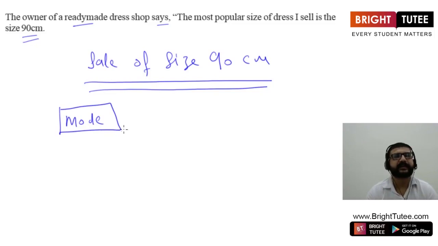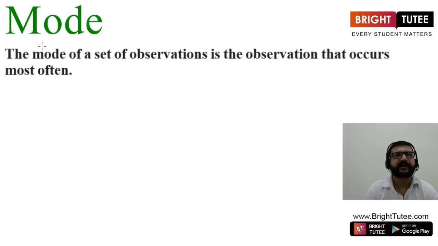Now we will be defining what the mode of a set of observations is. The mode of a set of observations, or the set of data, is the observation that occurs most often. It means the observation which occurs most often is known as the mode of the data, or the mode of the set of observations.